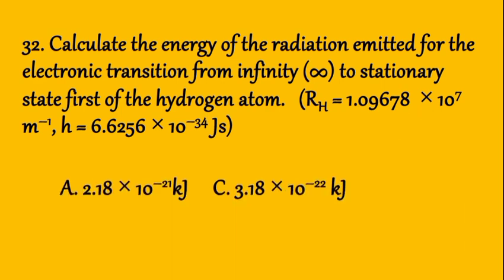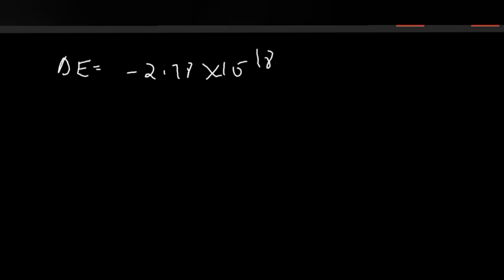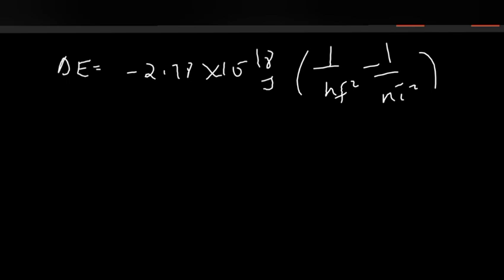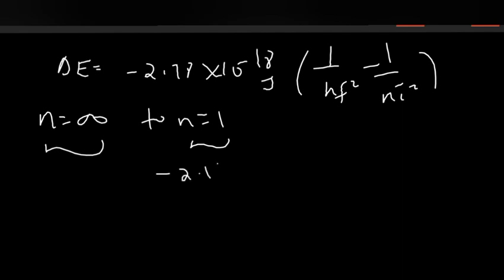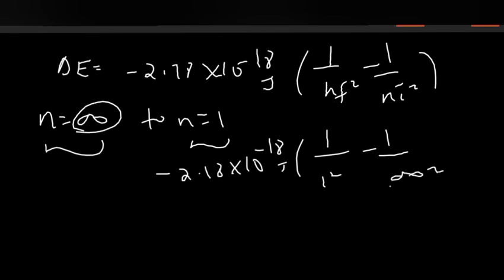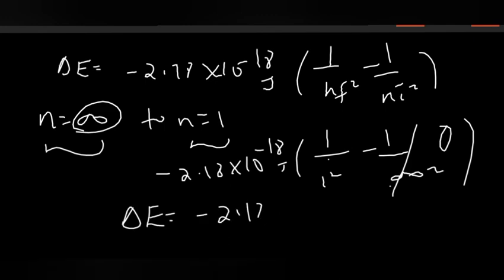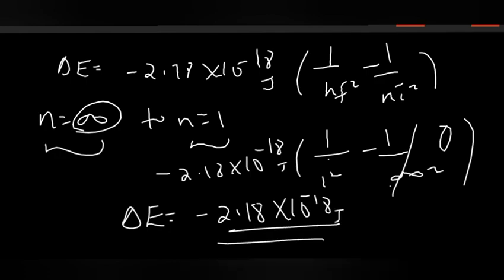The options are given. Change in energy is equal to minus 2.18 times 10 to the power of minus 18 joule into 1 over n final squared minus 1 over n initial squared, from n infinite to n1. Substituting: minus 2.18 times 10 to the power of minus 18 joule into 1 over 1 squared minus 1 over infinity squared. The second term is 0, leaving 1 over 1 squared, which is 1. So the change in energy is minus 2.18 times 10 to the power of minus 18 joule only. So the answer is this one.